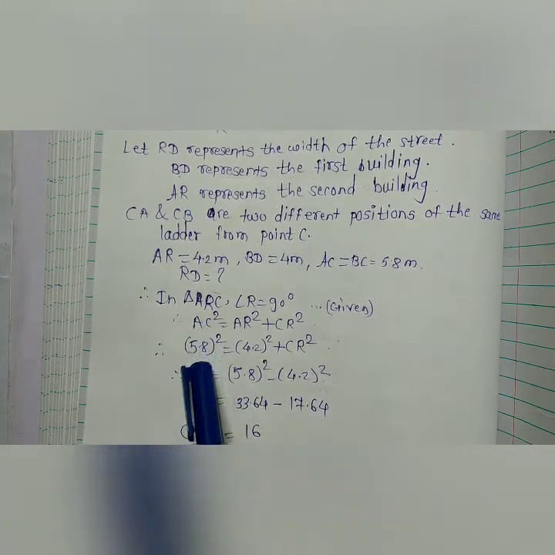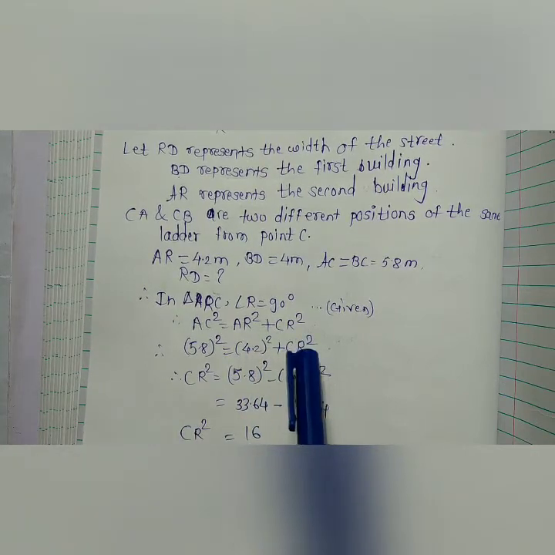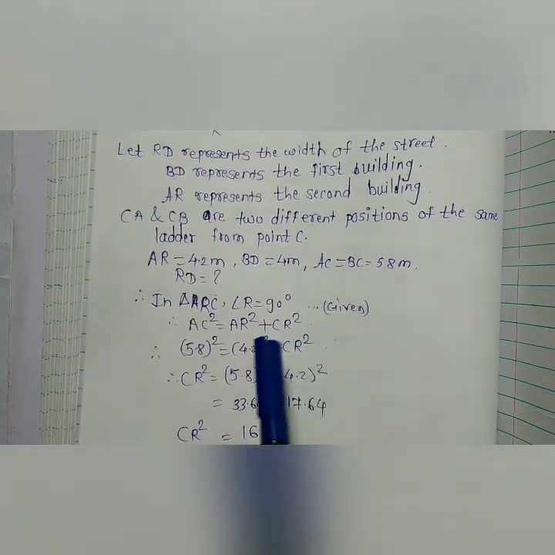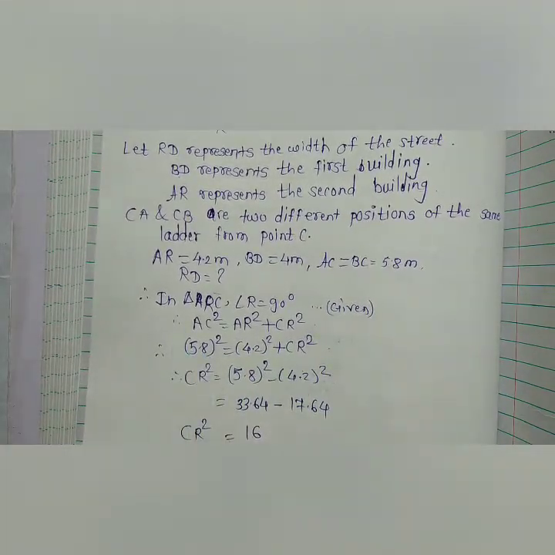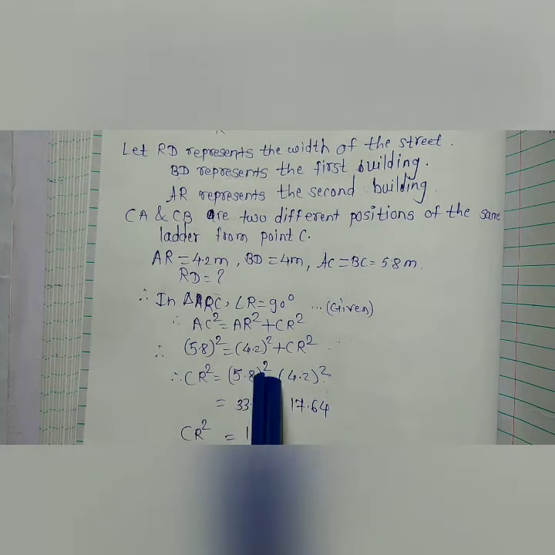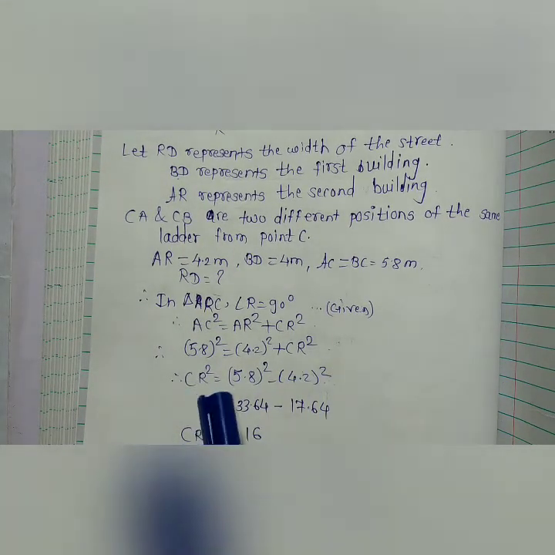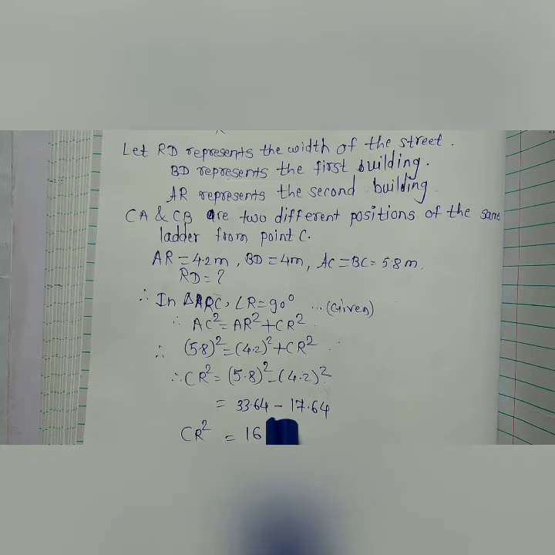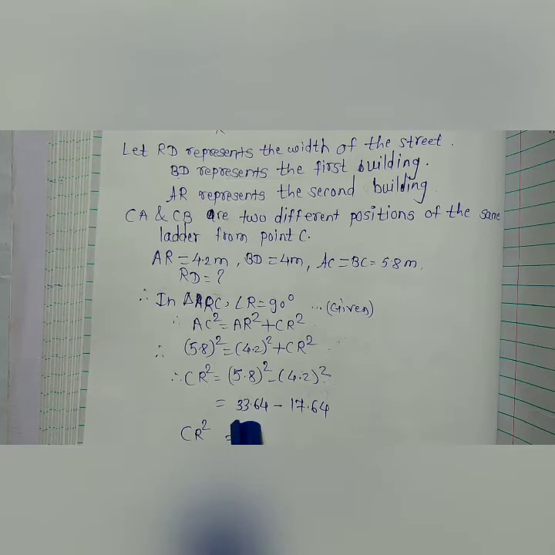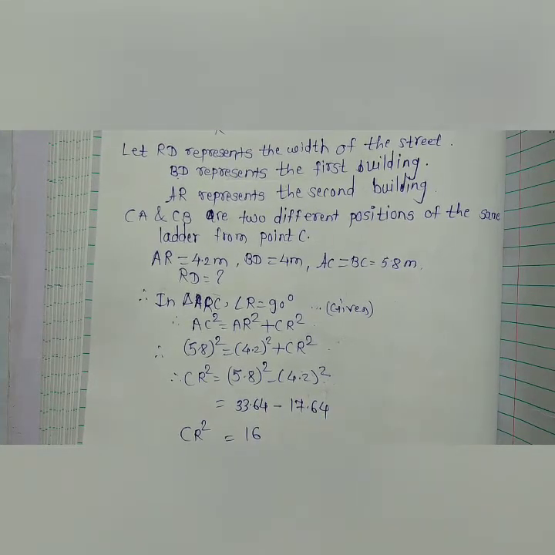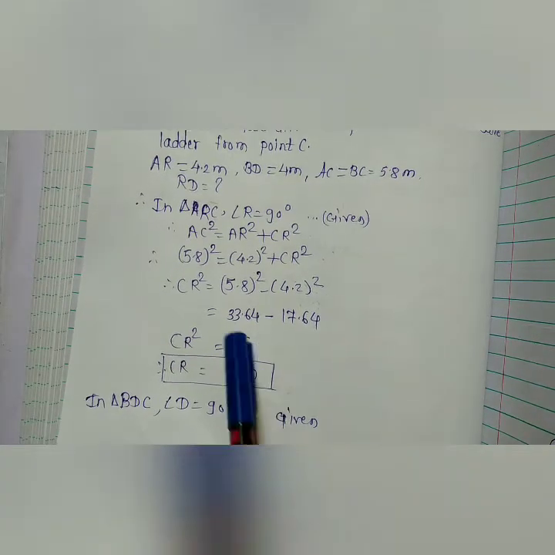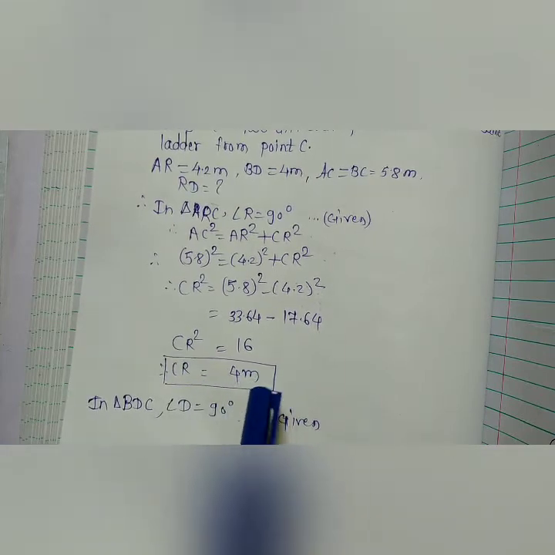By substituting the values, we get CR square. Here the value of AC is 5.8 and the value of AR is 4.2. To find the value of CR, write CR as it is, and 4.2 moves to the other side with minus sign: 5.8 square minus 4.2 square. Here 5.8 square is 33.64 and 4.2 square is 17.64. After subtraction, 33.64 minus 17.64, we get CR square is equal to 16, and taking the square root on both sides we get CR is equal to 4 meters.